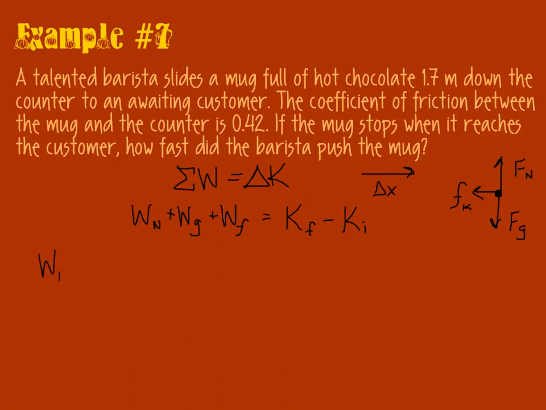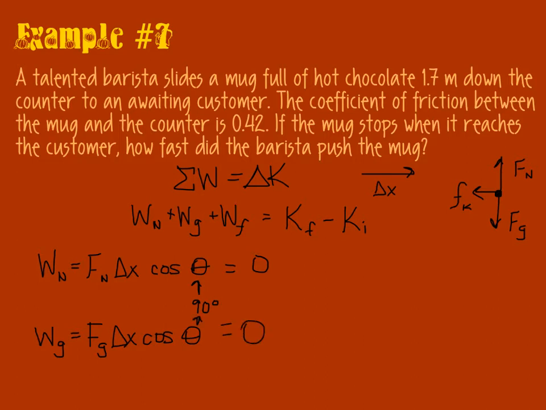The work done by the normal force is equal to the normal force times the displacement times the cosine of the angle between the normal force and the displacement. In this particular occasion, because my displacement is to the right and my normal force is up, theta is equal to 90 degrees, and so the work done by the normal force is 0. Then we look at the work done by the gravitational force, which is the force of gravity times the displacement times the cosine of theta, or the angle between the gravitational force and the displacement, which is once again 90 degrees. So the work done by the gravitational force is 0.